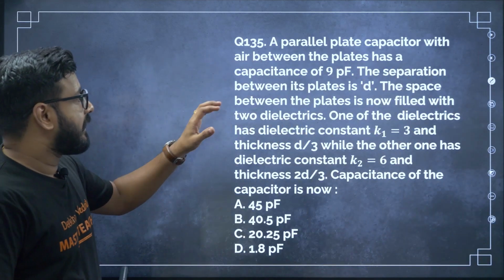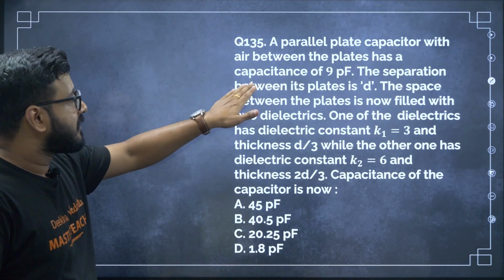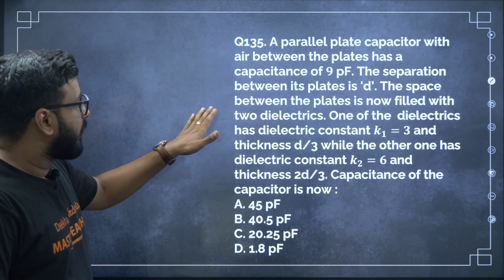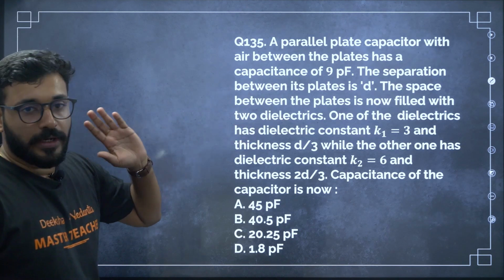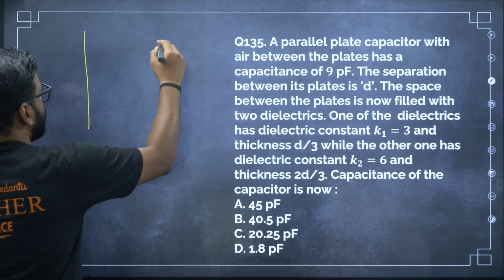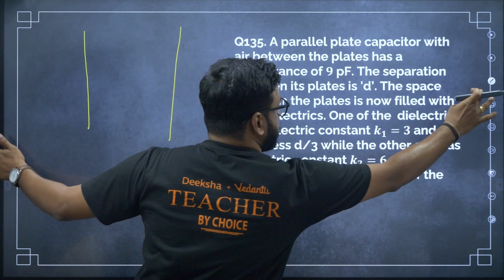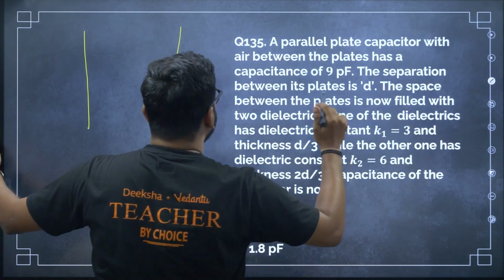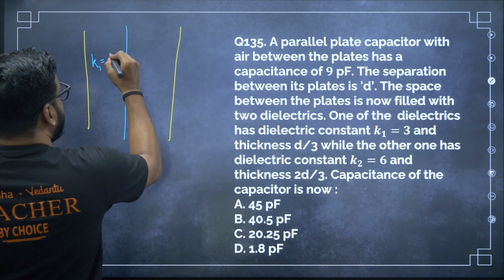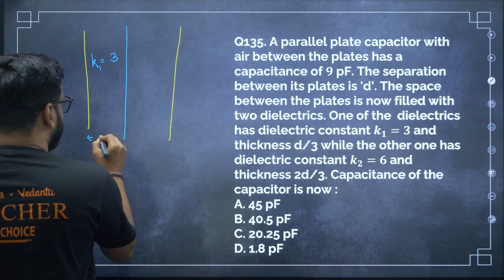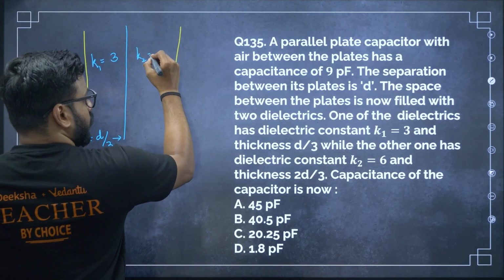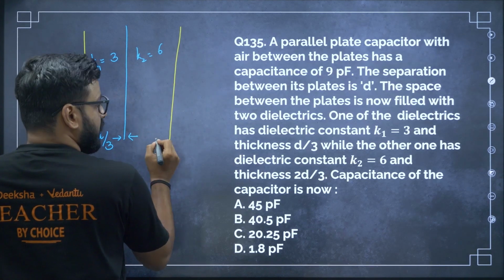A parallel plate capacitor with air between the plates has capacitance 9 picofarad. The separation between the plates is D. The space between the plates is now filled with two dielectrics. One of the dielectrics has dielectric constant K1. Let's choose a different color to highlight them, and we have a partition. Here K1 is equal to 3, with distance D by 3. And the other one is K2, which is 6, with distance 2D by 3.